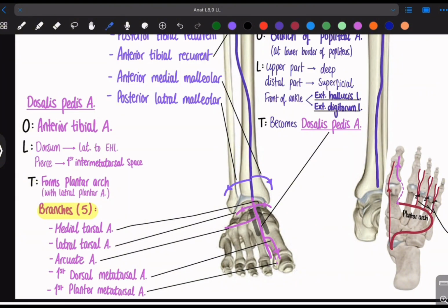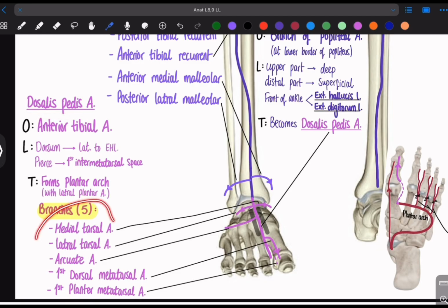We said any arch is formed by the meeting of two arteries, right? So surely it's not going to form the arch by itself. It's going to form the arch with the lateral plantar artery. We're going to talk about it, okay? But just remember dorsalis pedis and lateral plantar artery both form the plantar arch, okay? We only have one arch in the arteries, unlike the upper limb, where we had many arches. Here we only have one arch, which is the plantar arch, okay? So remember which two form the plantar arch, dorsalis pedis and lateral plantar artery.